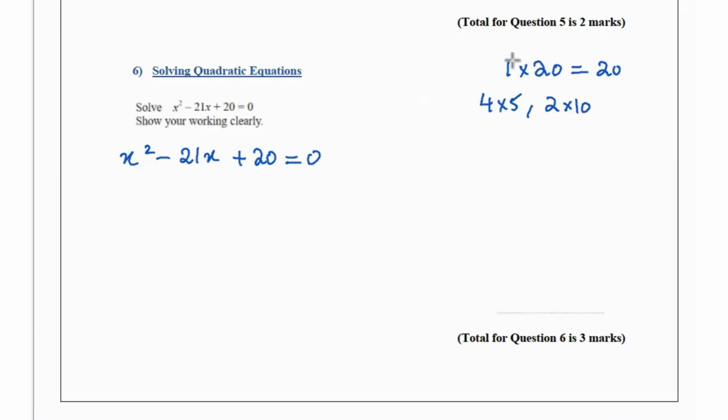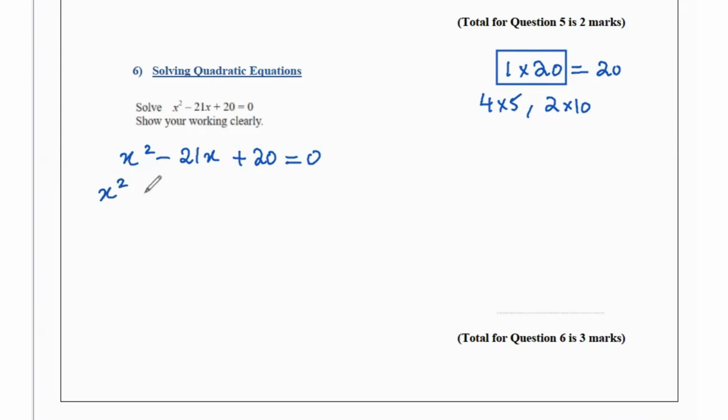As you can see, 1 plus 20 is equal to 21. 4 plus 5 would be 9, and 5 minus 4 would be 1, so we can't use this. 2 plus 10 would be 12, and 10 minus 2 would be 8, so we can't even use that. So the only set of factors that we can use is 1 and 20.